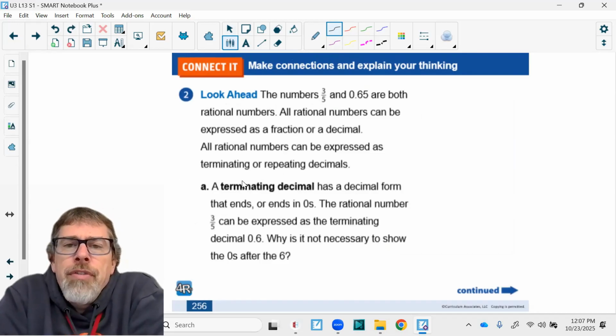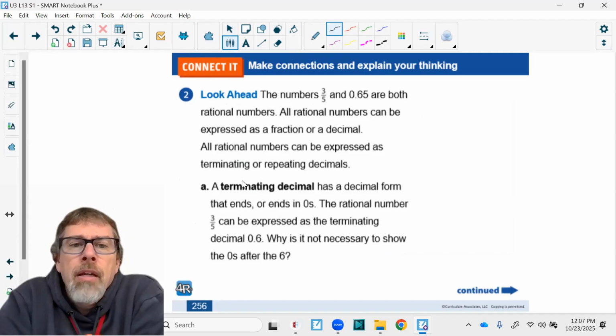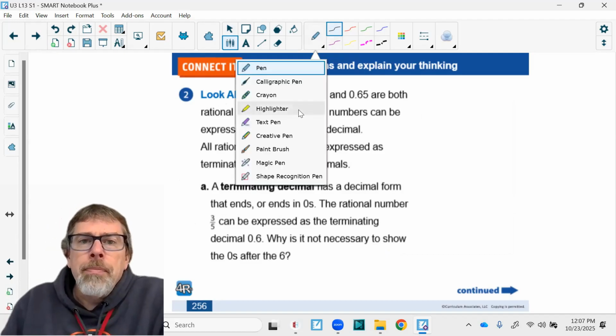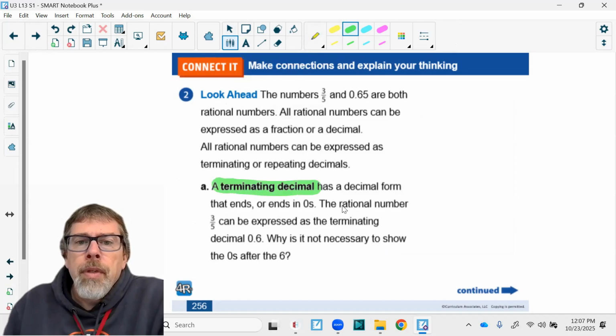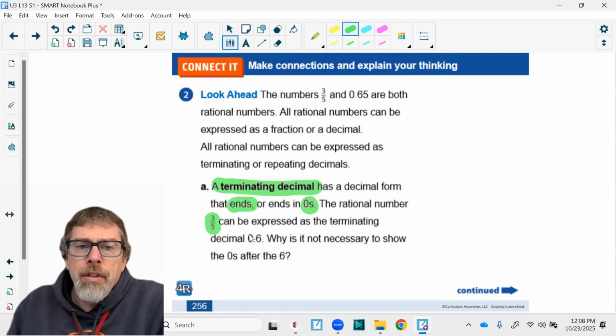The numbers 3/5 and 0.65 are both rational numbers. A rational number can be expressed as a fraction or a decimal. All rational numbers can be expressed as terminating or repeating decimals. A terminating decimal has a decimal form that ends, or it ends in zeros. The rational number 3/5 can be expressed as the terminating decimal 0.6.